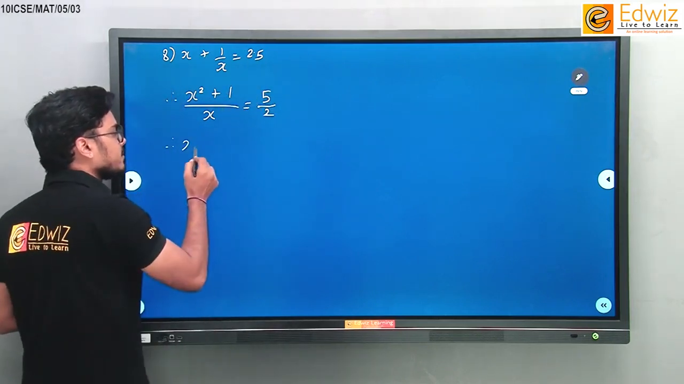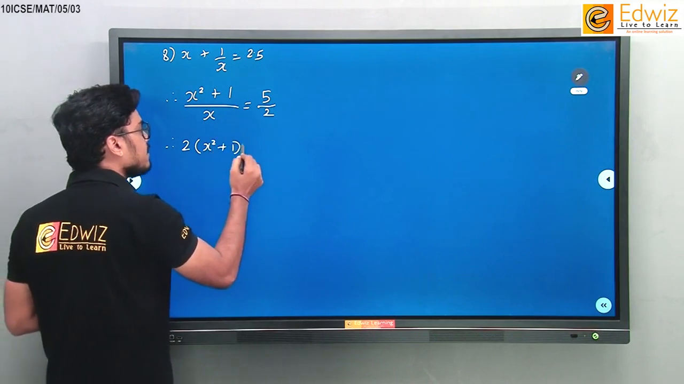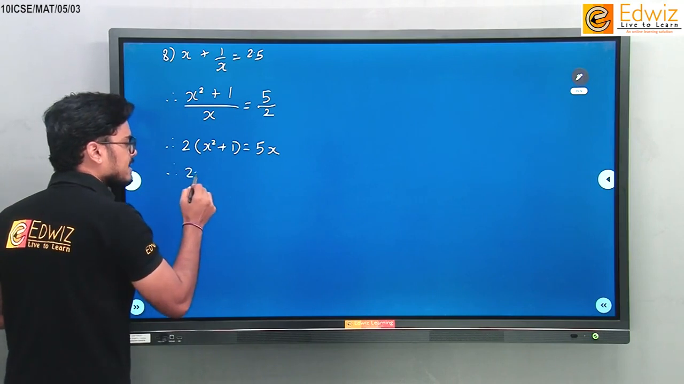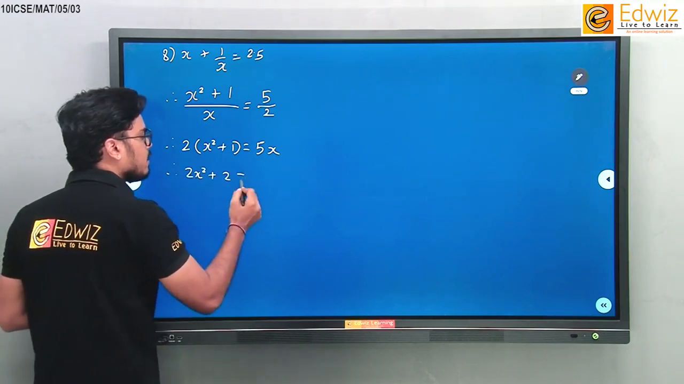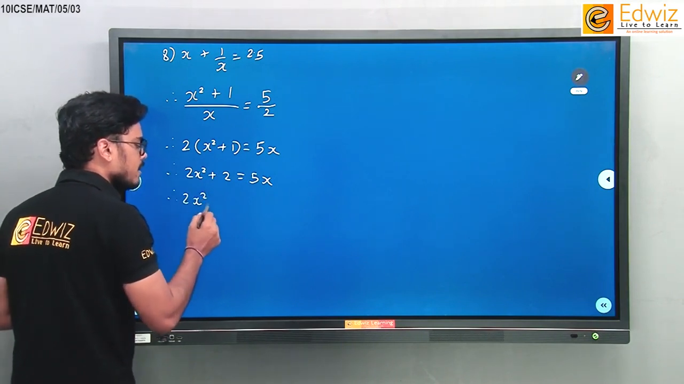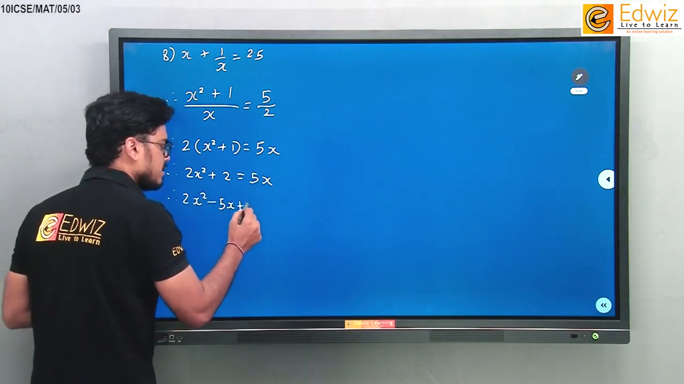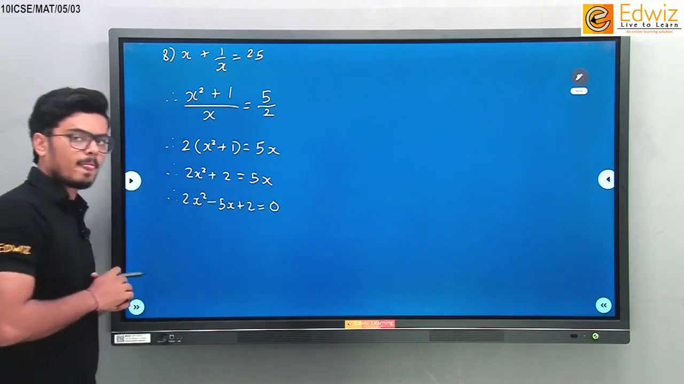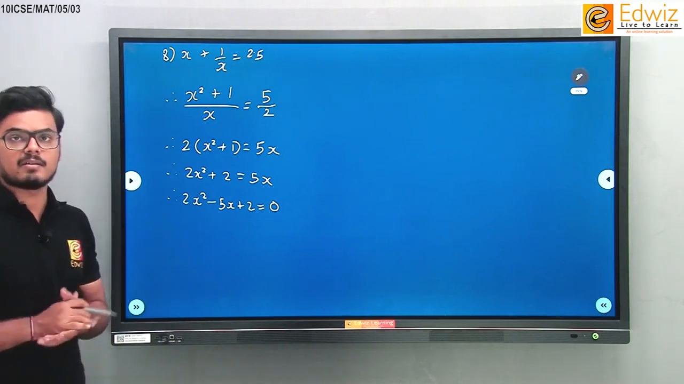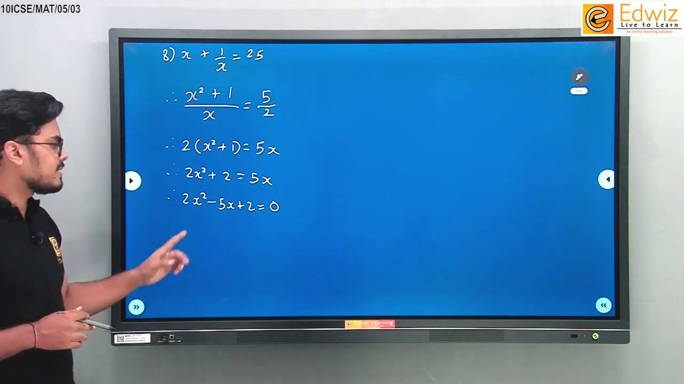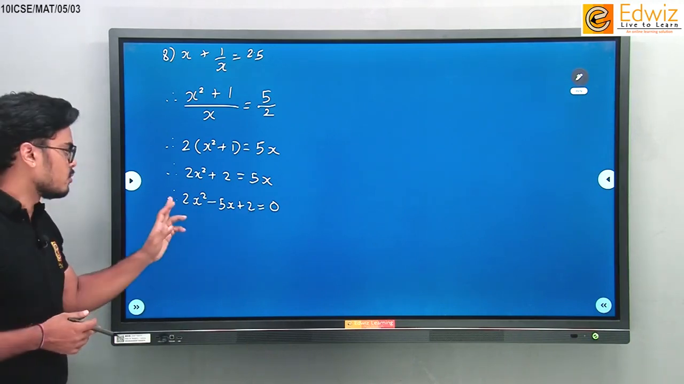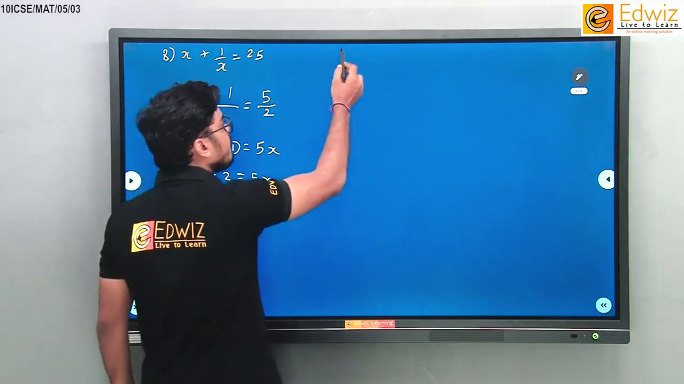Now cross multiply. So 2 into x square plus 1 equal to 5x. Open the bracket. 2x square plus 2 equal to 5x. Bring this 5x on the left side. It is 2x square minus 5x plus 2 equal to 0. Okay. So once again we have a quadratic equation in its standard form. First step, multiply the coefficient of x square to the constant term. So 2 into 2 you will get 4 here.